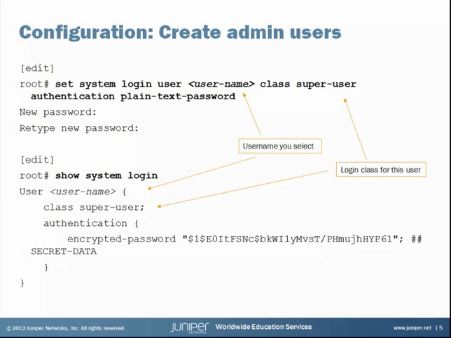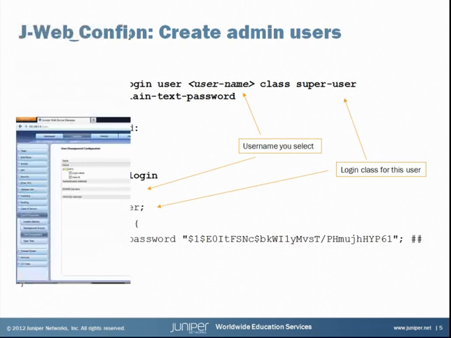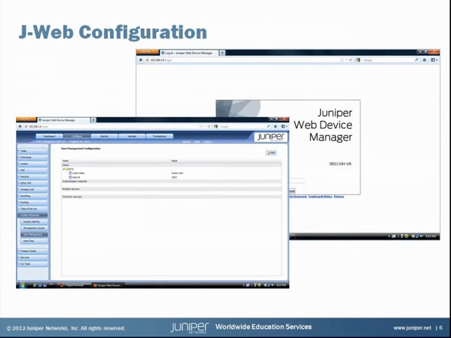Next, we will create some additional admin users with different login classes and show some of what they are and are not capable of doing because of those login class permissions. The CLI example on this slide shows the command we'll use to create the different users and set their password. Then we can use the show system login command to view the users that we've created. Okay, and then to finish the demonstration, we will step out of the CLI and I'll show you how to manage users using the J-Web interface. So let's step out of the presentation now and I'll take you through the CLI method.